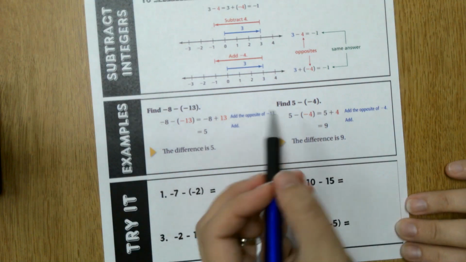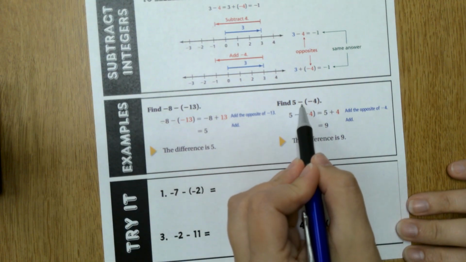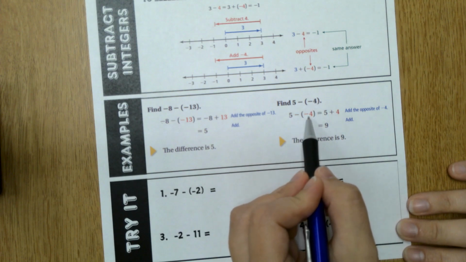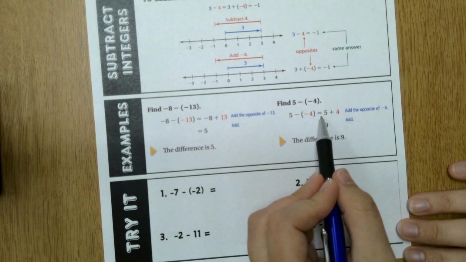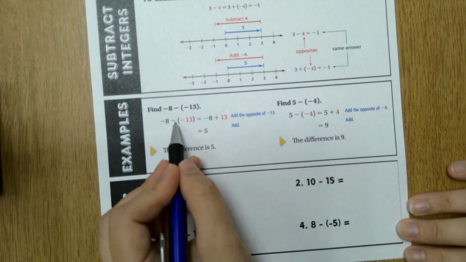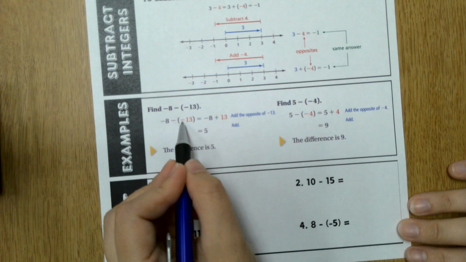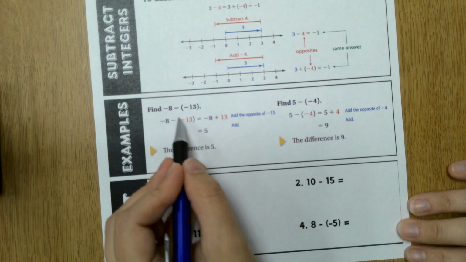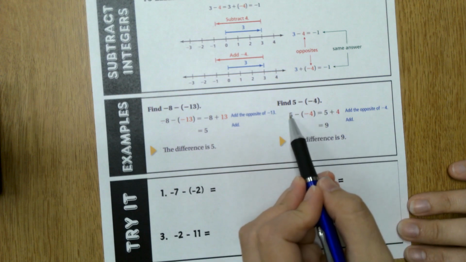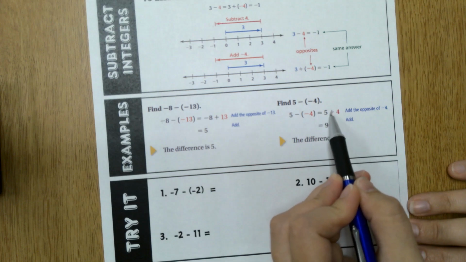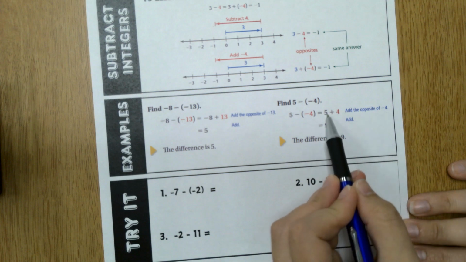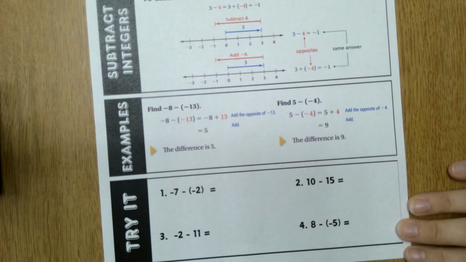This question over here, 5 minus negative 4. So if I have 5 minus negative 4, I'm just going to change it to the opposite. So it's now going to be 5 plus 4. Because remember, we talked about a negative and a negative equal a positive. So if there's two negatives here, they're just going to cancel each other out and they're going to make a positive. Okay, so 5 minus negative 4 is now 5 plus 4. So add the opposite of negative 4. And then 5 plus 4, 9.